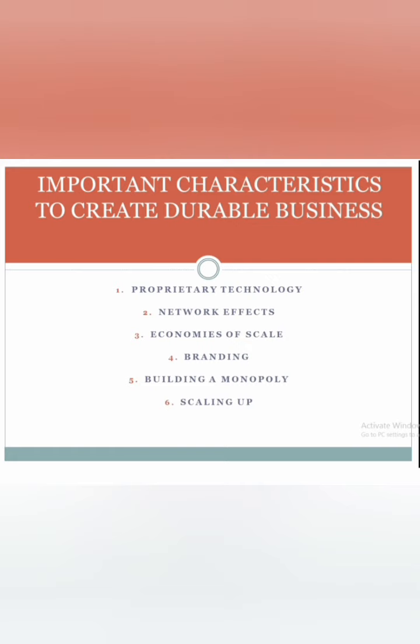Now let's understand some important characteristics that can help you to create a durable and long lasting business. First one, proprietary technology. Proprietary technology is the most substantial advantage a company can have because it makes your product difficult or impossible to replicate. Google's search algorithms, for example, return results better than anyone else. Proprietary technology helps in extremely short page load times and highly accurate query autocompletion. It's very hard for any other company to do what Google did.